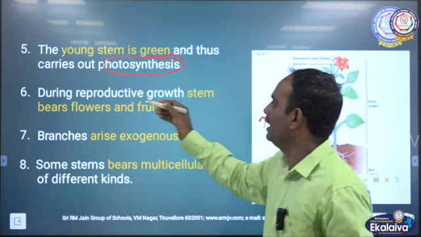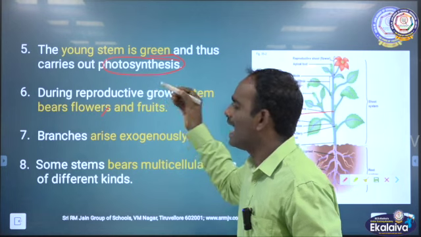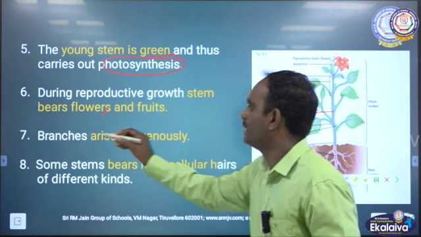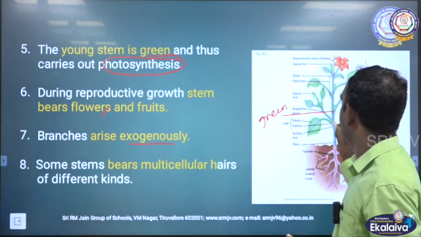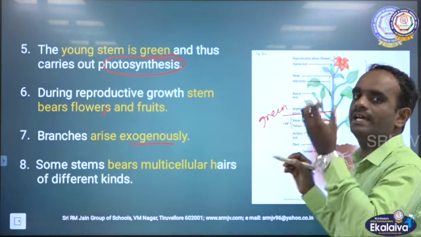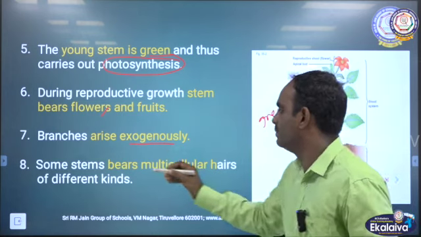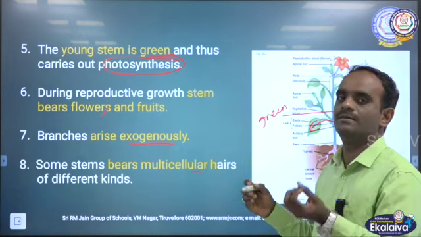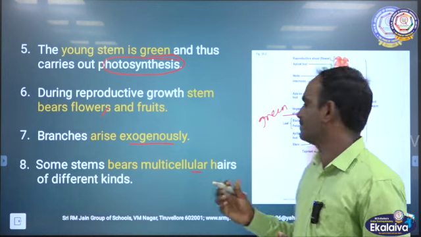Okay. So during reproductive growth, the stem bears fruits and flowers, and branches always arise exogenously. That means they arise from outside the plant. Okay. Some stems bear multicellular hairs. Different types of hairs are present in different kinds of stems.